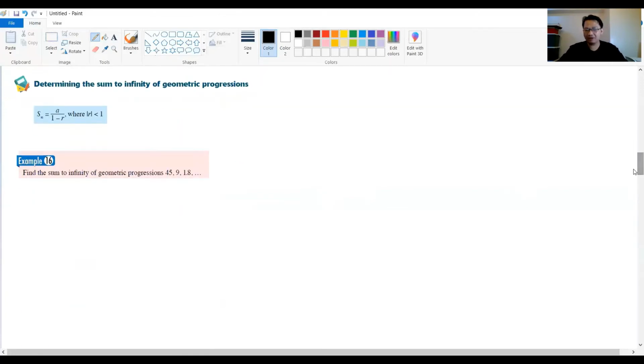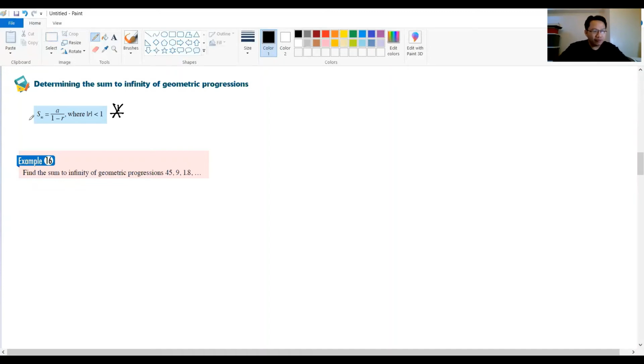The second lesson of today is to determine the sum to infinity of a GP. Normally I will use the phrase sum to infinity. Sum to infinity has its own formula, and this is the one and only formula to apply. Whenever the question asks you to find the sum to infinity, use this formula.